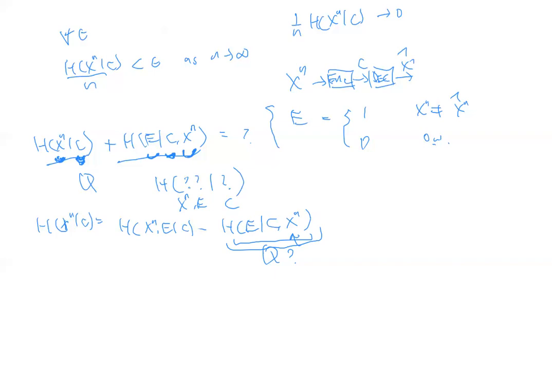Again, think of what you know when you know C and Xn here. You need to look at the setup as well. Remember also that the encoder and decoder are deterministic. You have Xn, you know C precisely, and you know Xn hat precisely. And by the way, once you know Xn hat, you know E precisely.